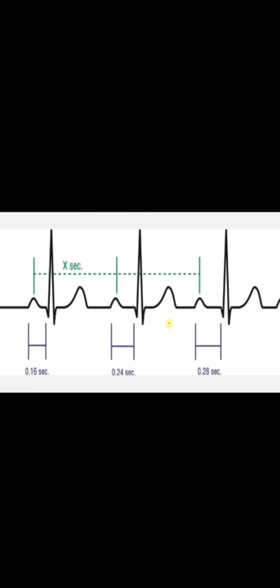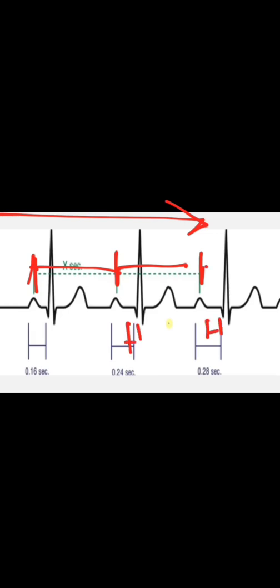Here's the interesting part with the second degree type 1. This over here is meant to show you your P to P interval. And what happens is that you will have a P to P interval that will march down your strip from left to right. So your P's are falling exactly where they should. It's just that the PR intervals are getting longer and longer and longer, but your P's will march out.